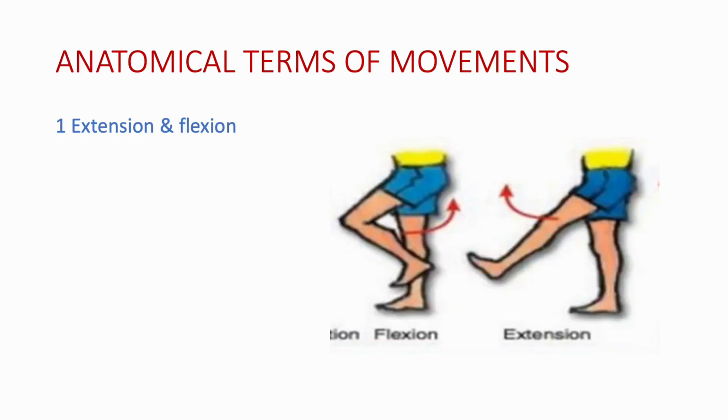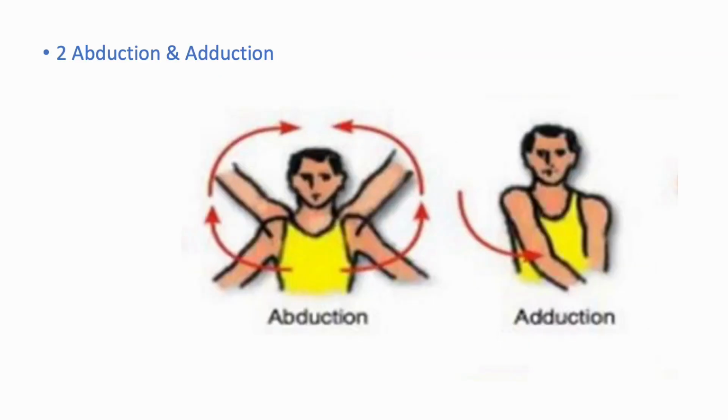Other terms are anatomical terminologies of movement, that is extension and flexion. Extension is increasing the angle of a joint. Flexion is reducing the angle of a joint.